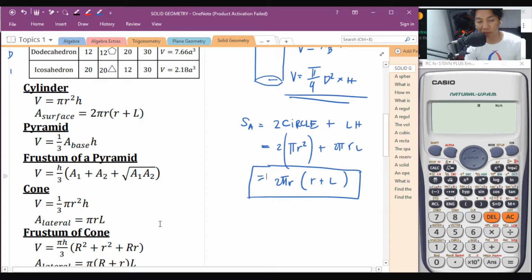How about a frustum ng pyramid? Yung frustum ng pyramid, ibig sabihin, a pyramid is cut into a certain section. Kung saan kukunin mo yung area ng dalawang bases plus the geometric mean ng dalawang area. Yung kanilang square mean. Square root ng product ng dalawang area. And then you multiply mo sa kanilang perpendicular height divided by 3.